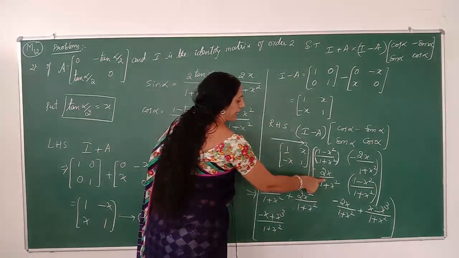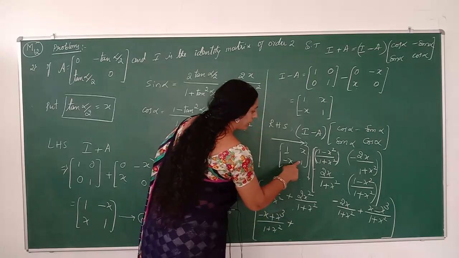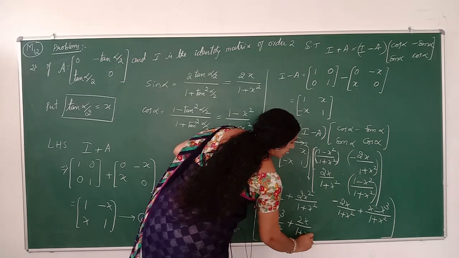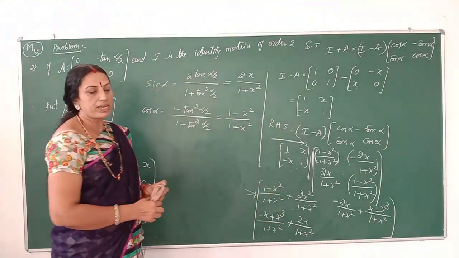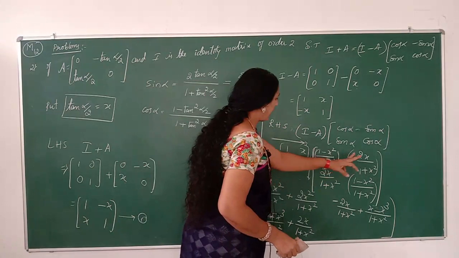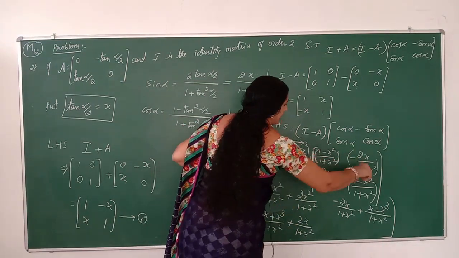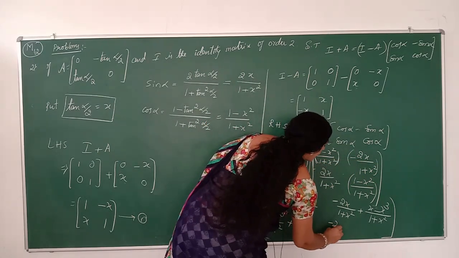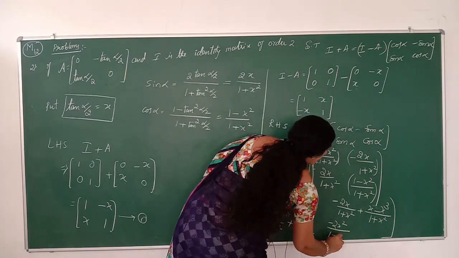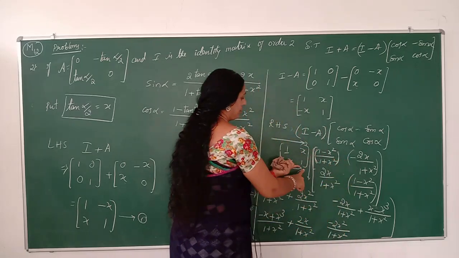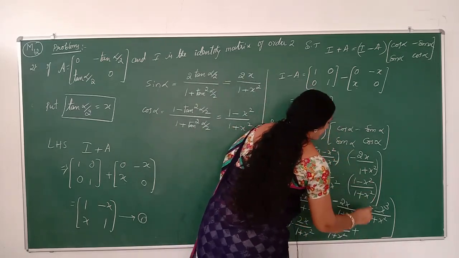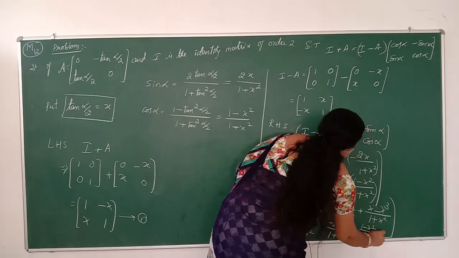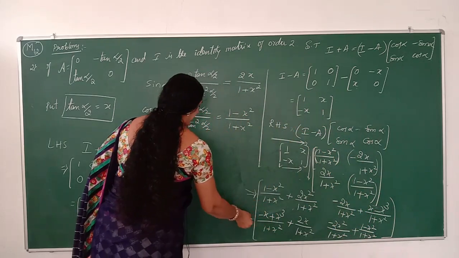Plus second into second. Second is nothing but 1 into 2x divided by 1 plus x square, that is 2x divided by 1 plus x square. Similarly, the last element, second row, second column: minus x into 2x is nothing but minus 2x square divided by 1 plus x square, plus 1 into 1 minus x square divided by 1 plus x square.